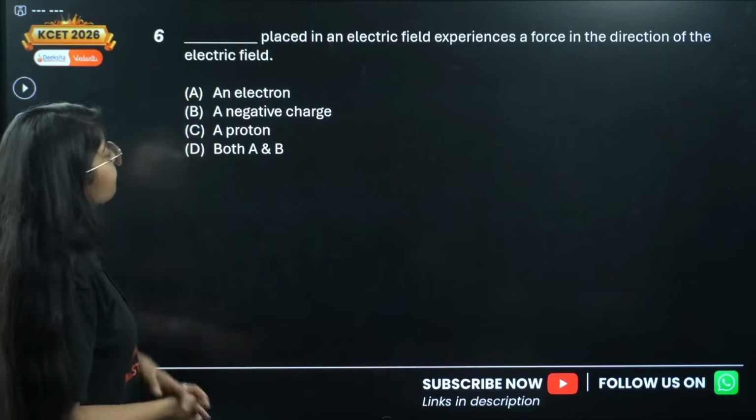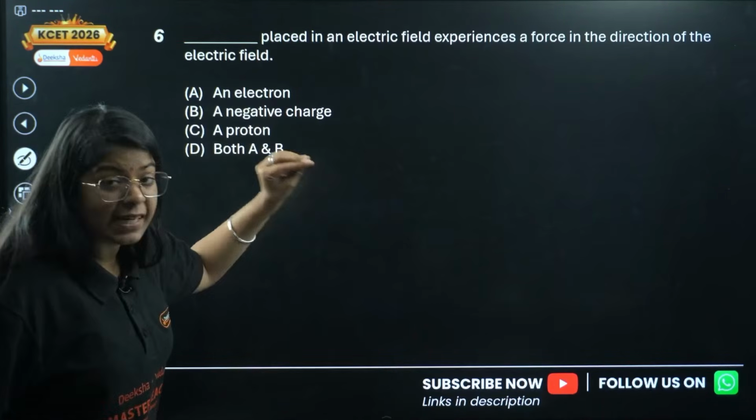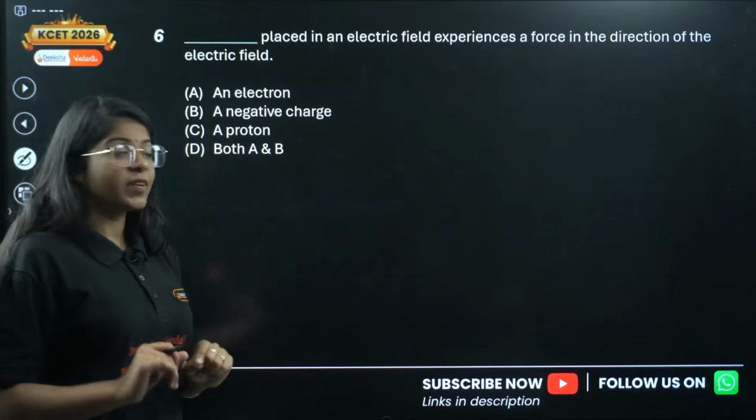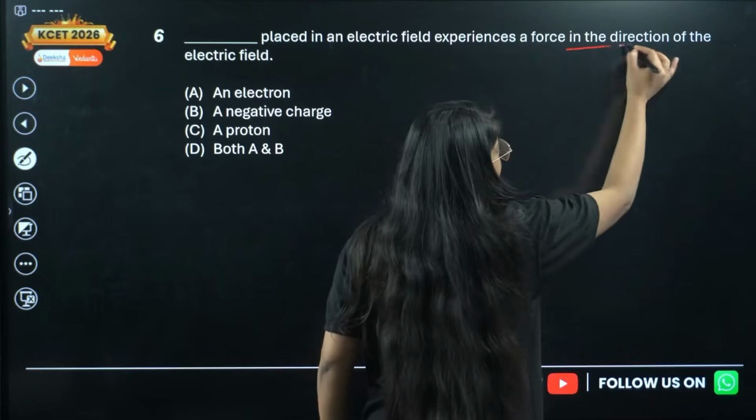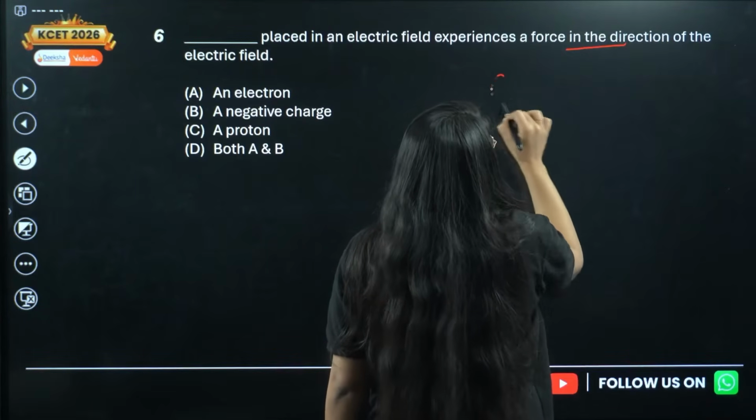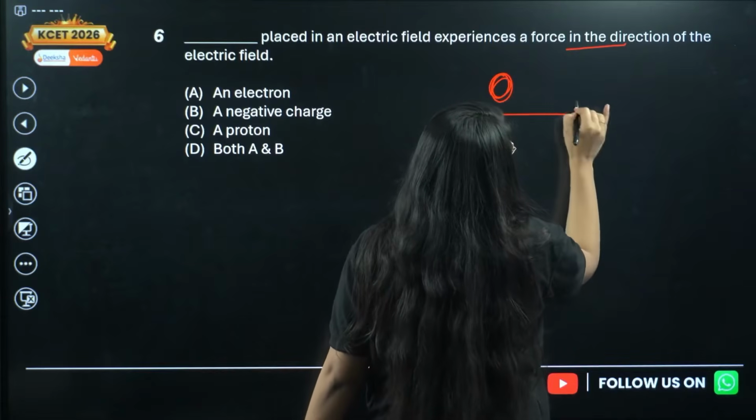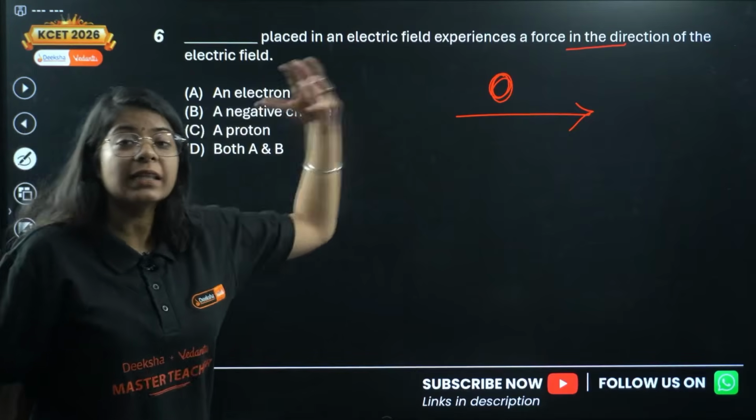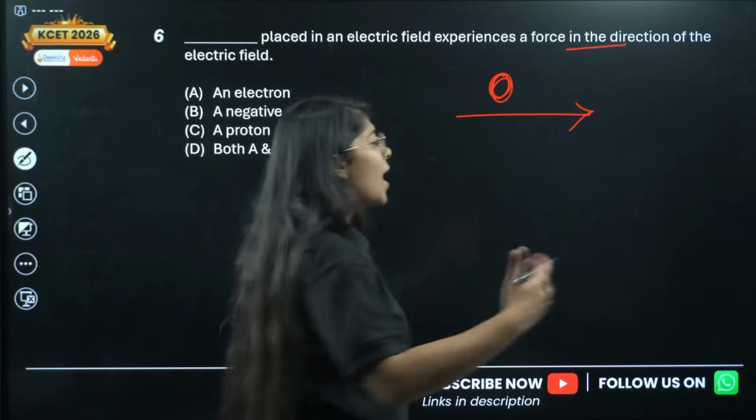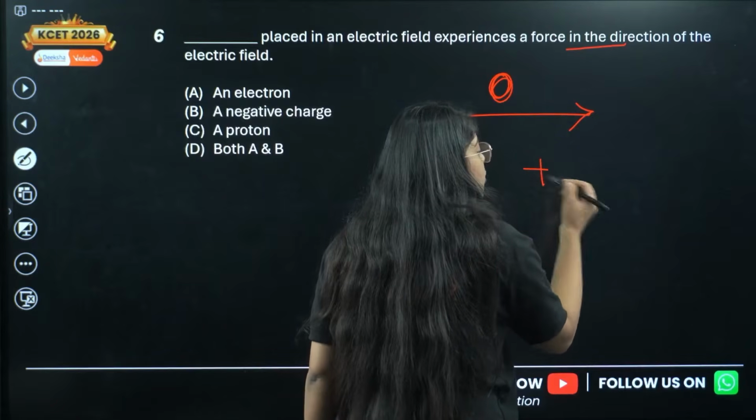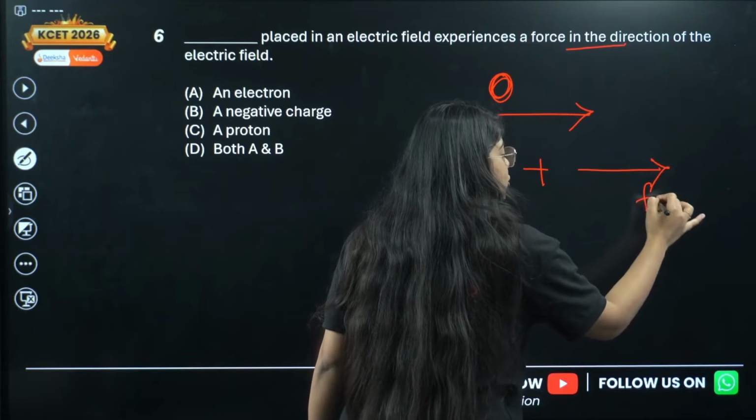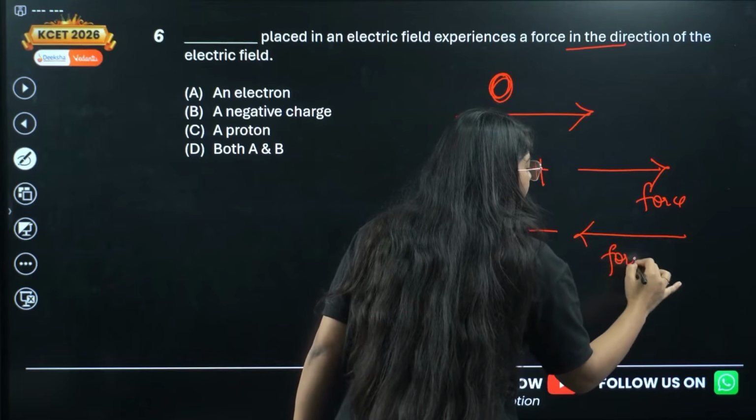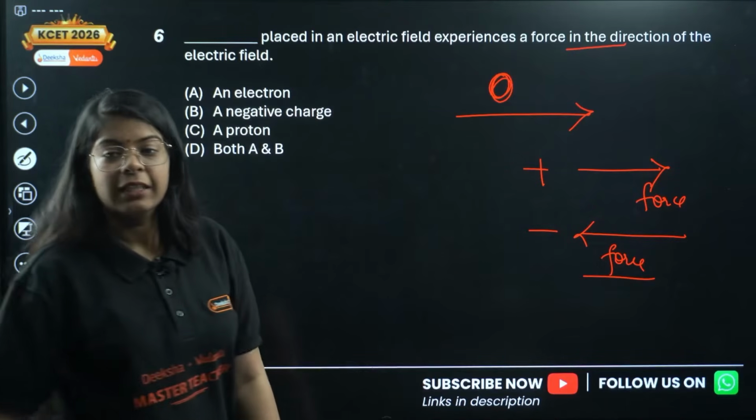Okay, next. Dash placed in an electric field experiences a force in the direction of the electric field. Read the questions very carefully. If they have said in the direction, opposite to the direction. So, here a particle, let us say, is placed in the electric field and they are asking which particle will experience a force in the direction of electric field. So, I know that is very basic. The positive charge will feel the force in the direction of electric field.